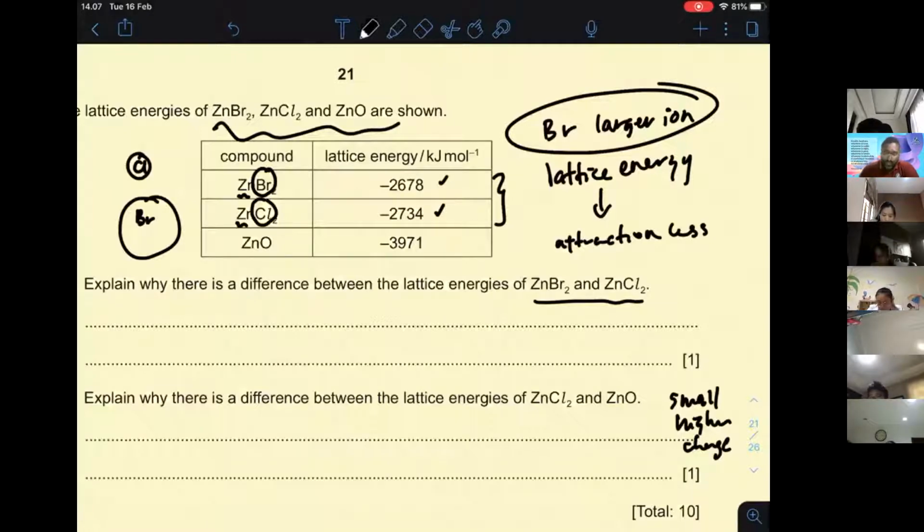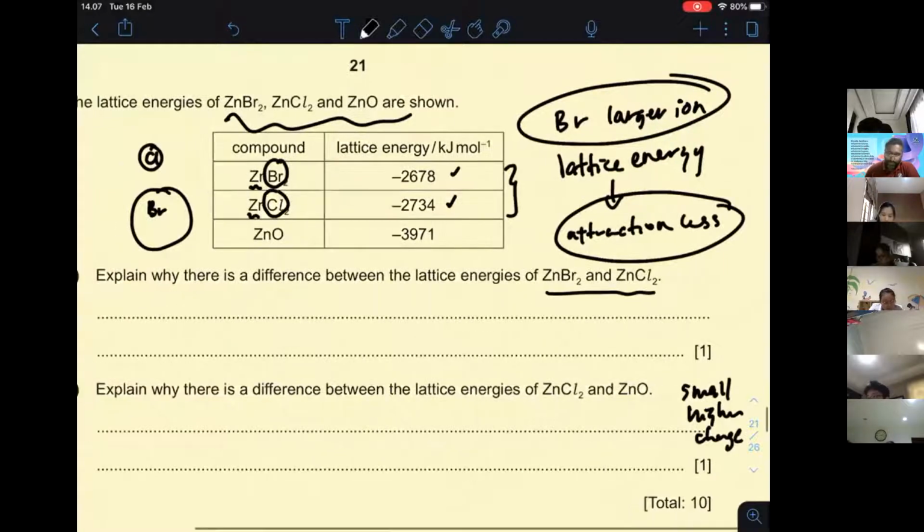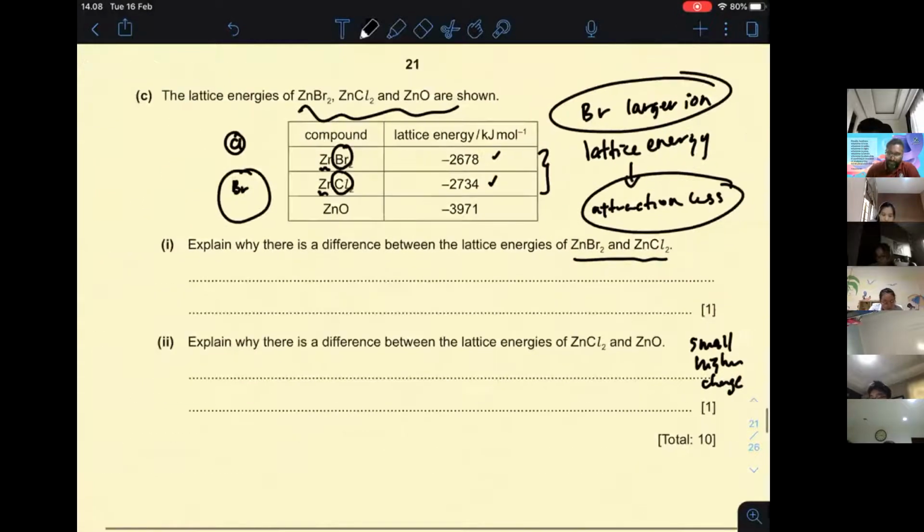Sorry, it's lower than zinc chloride. Okay, therefore we can just say that the attraction between the zinc 2 plus and Br minus is going to be less. So you explain about that. It's 1 mark. Explain why there is a difference between these two then.